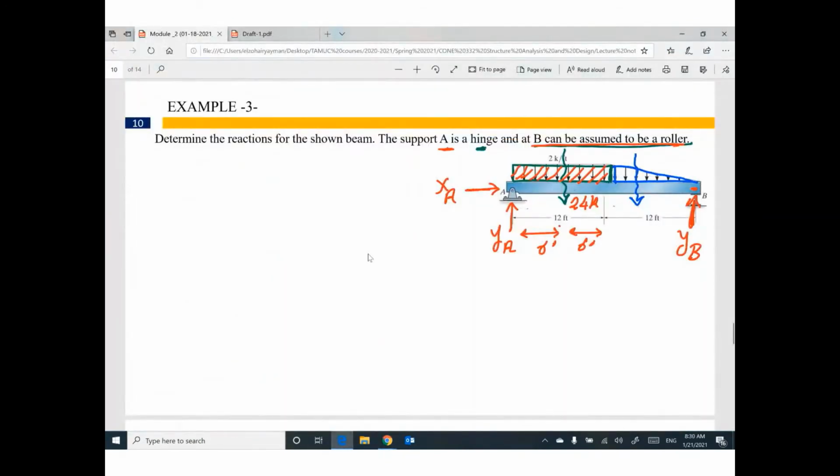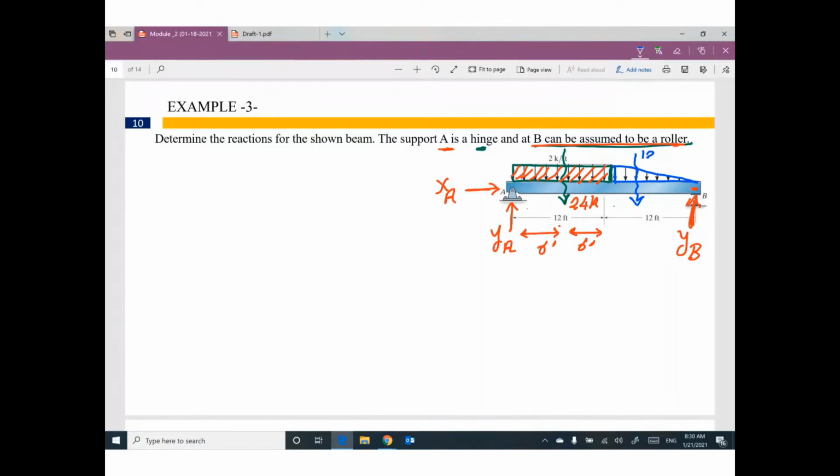So the equivalent force for this right angle triangle will be 1/2 times 12 times 2. It will be 12 kip. What is the distance here? One will be 1/3. This side will be 4 feet. The other one will be 2/3, 8 feet. 1/3 is for the side of the highest value of the right angle triangle.